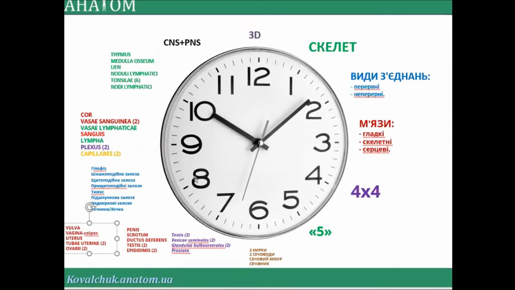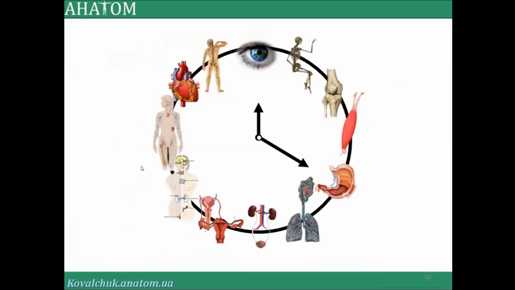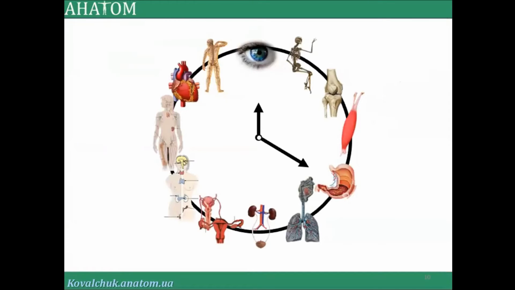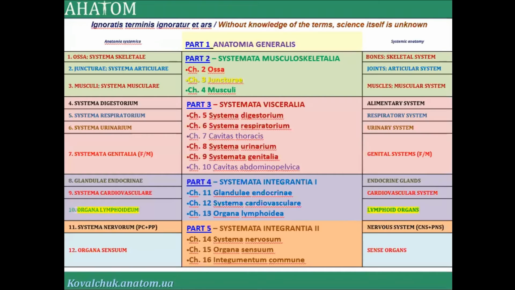Next one, endocrine organs, very interesting endocrine organs. Number 8, endocrine glands, with endocrine function and mixed function, you will study it. Number 9, lymphatic and cardiovascular system.